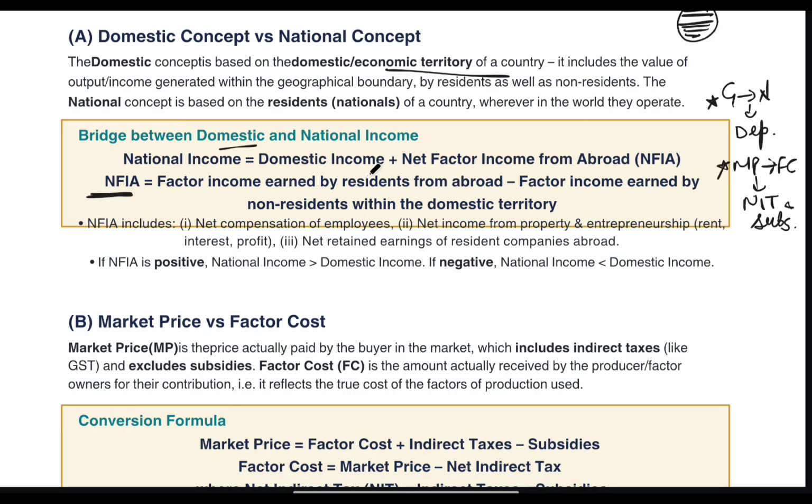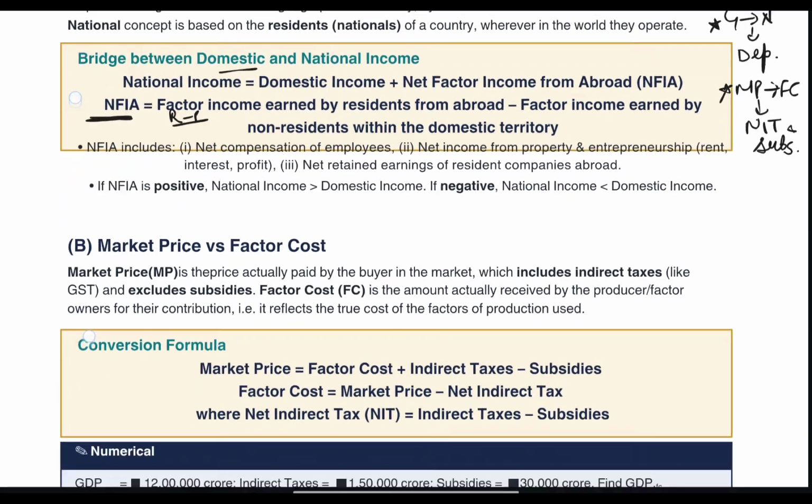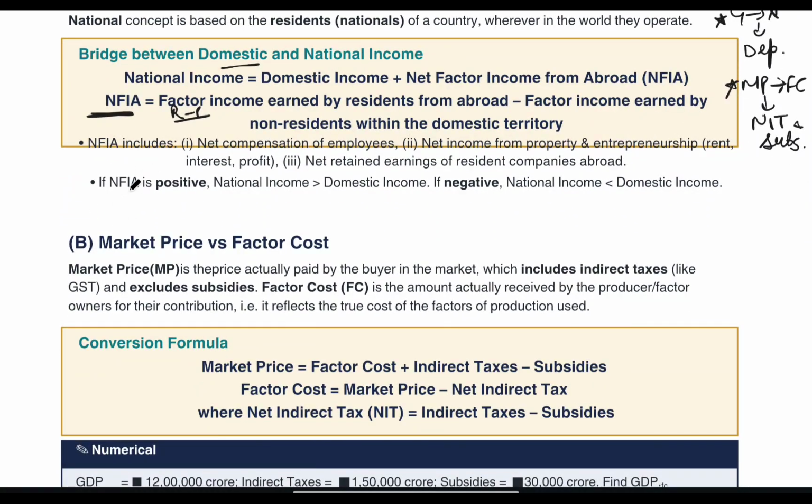Got it? So how to calculate it? Factor income earned by residents from abroad minus factor income earned by non-residents within the domestic country. So payment received minus paid is actually our NFIA. So if net factor income is positive, that means national income is greater than domestic income. If negative, national income is less than domestic income.